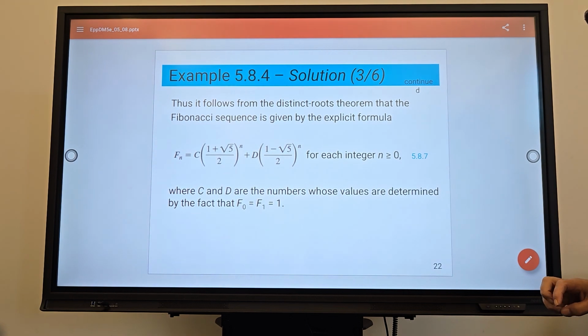Thus it follows from the distinct roots theorem that the Fibonacci sequence is given by the explicit formula f sub n equals c times 1 plus the square root of 5 over 2 to the nth power, plus d times 1 minus the square root of 5 over 2 to the nth power, for each integer n greater than or equal to 0, where c and d are numbers whose values are determined by the fact that f sub 0 and f sub 1 equal 1.